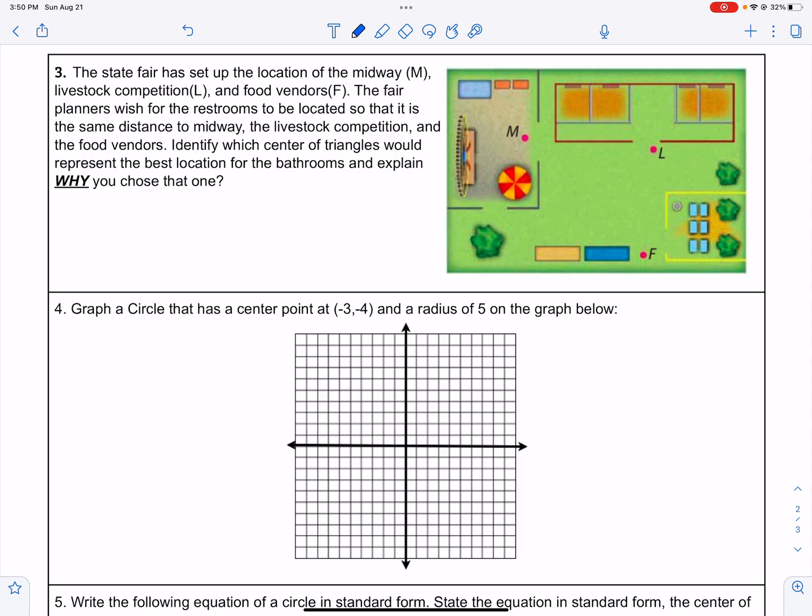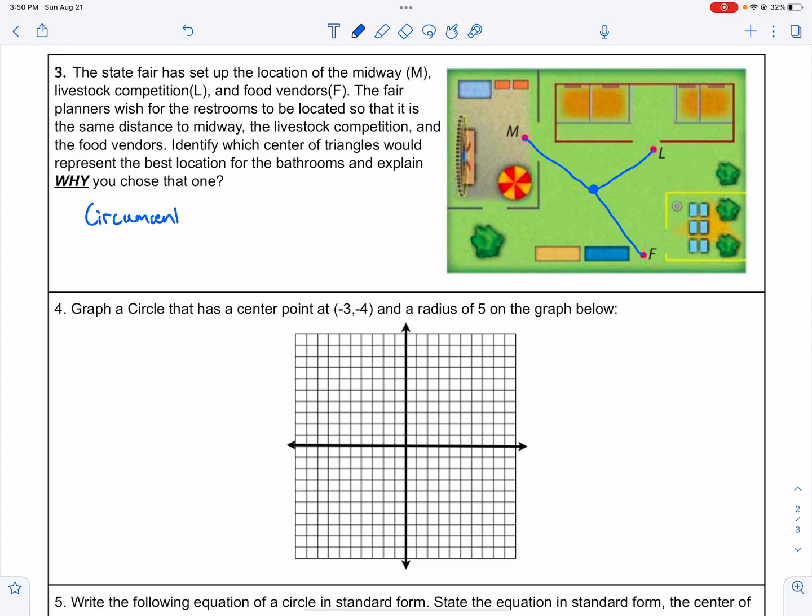So what would be the best location for the bathrooms would be the circumcenter, because circumcenter is the only center of a triangle that is equidistant to the vertices, which in this case are the locations around the state fair that they want it to be centered in between. So let's just write that out.